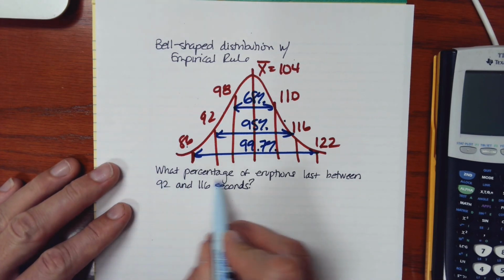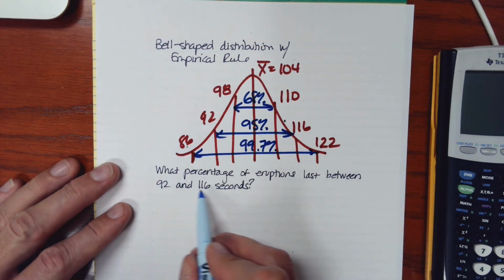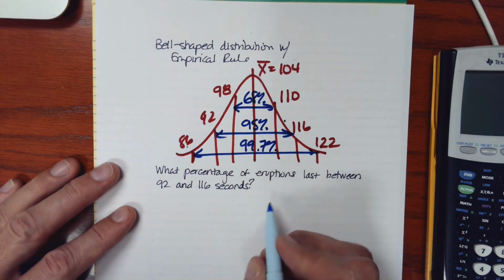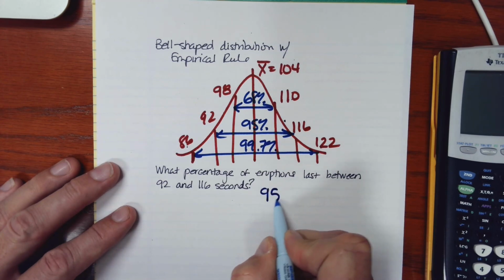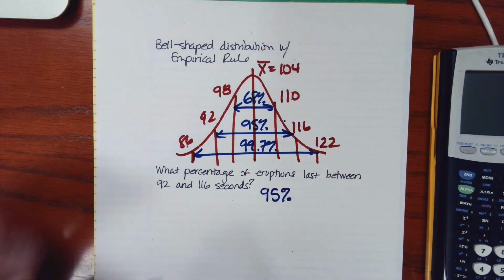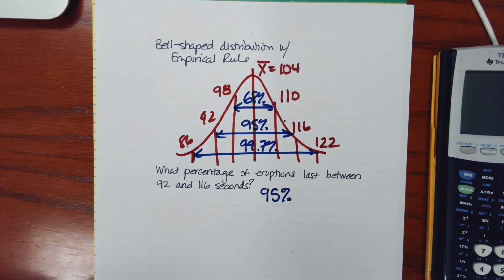So we're asked what percentage of eruptions last between 92 and 116 seconds. So now it's easy to say that that's 95%.